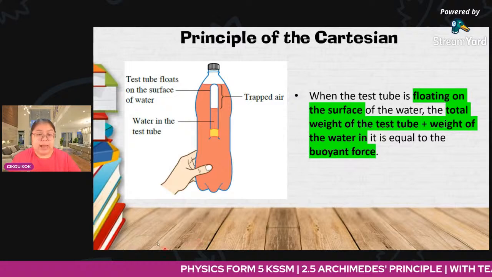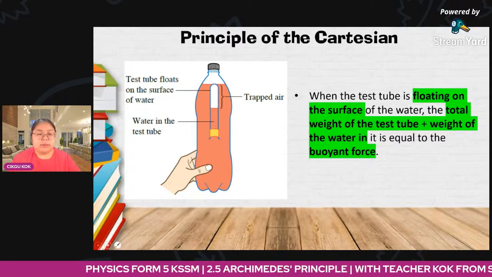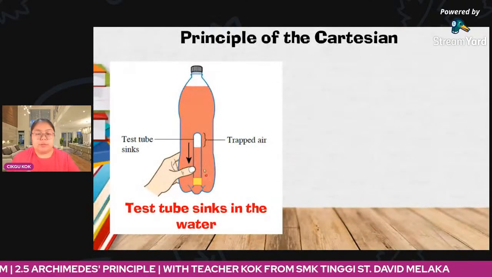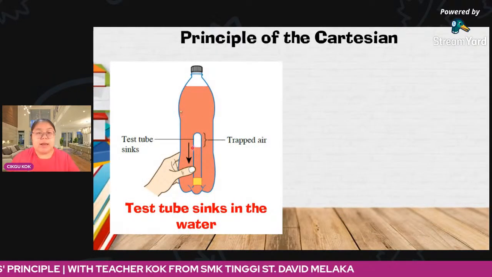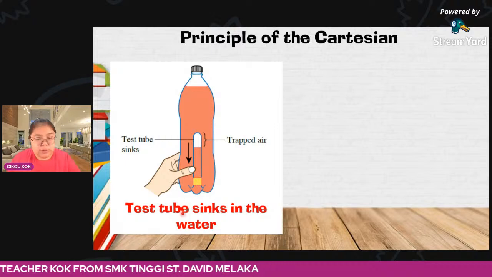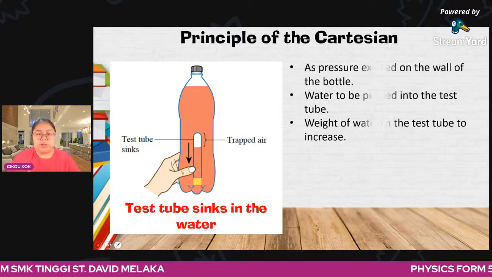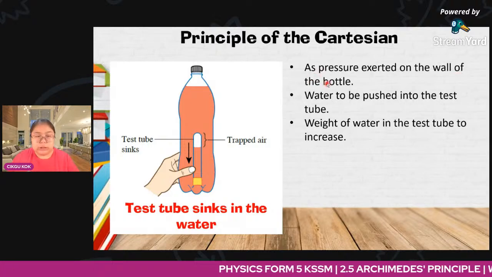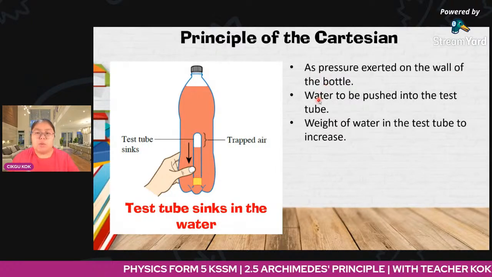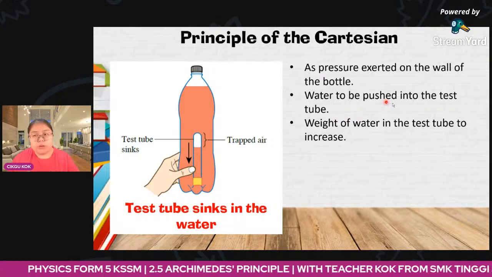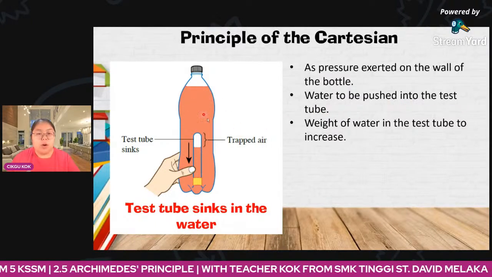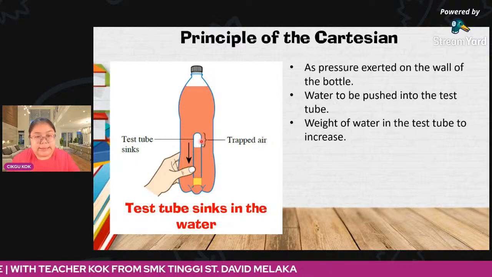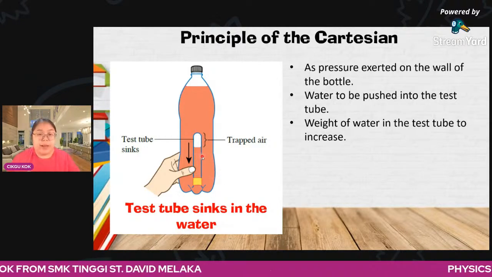Okay, let's see the second situation. Now the test tube, you go to press. Okay, the whole bottle, you go to press it. When I just press it, you see what happened. As the pressure is exerted on the wall of the bottle, that means you press the bottle, water is forced to push into the test tube. So all the water will be trapped in the test tube. Now the trapped air becomes less. Okay, the water already replaced the trapped air.